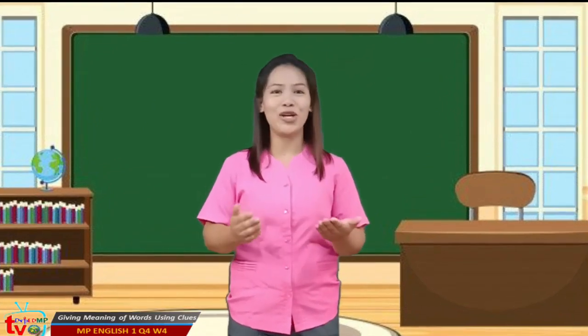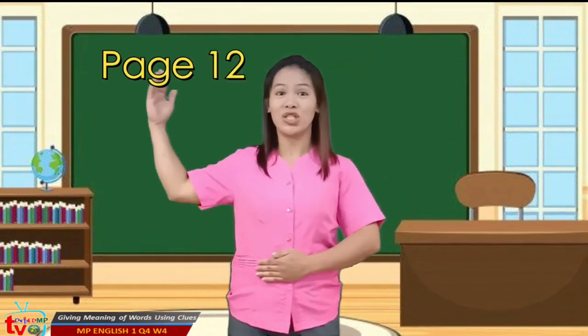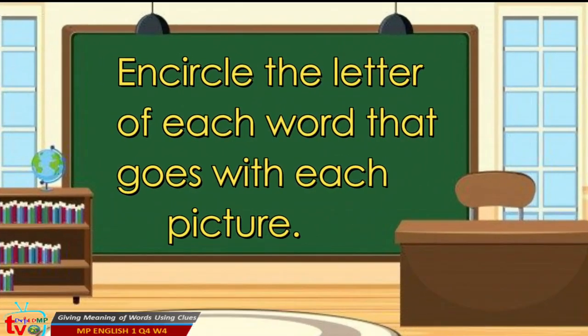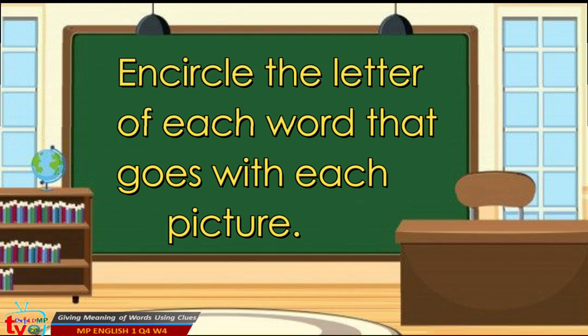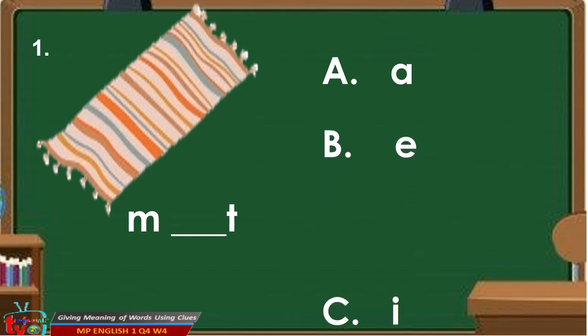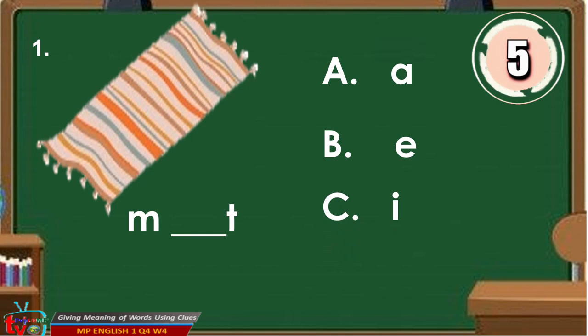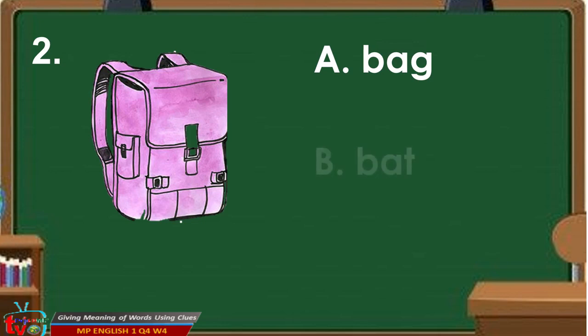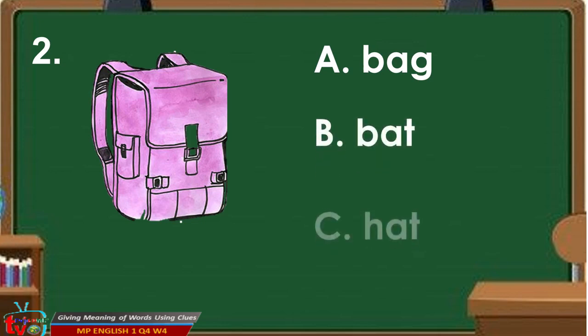Let us see how much you've learned in your lesson today. Do the activity on page 12 under Assessment. Encircle the letter of the word or group of words that goes with a given picture in each number. Number 1. What is the missing letter to complete the name of this object? A. Letter A. B. Letter E. C. Letter I. Number 2. This object is A. Bag. B. Bat. C. Hat.